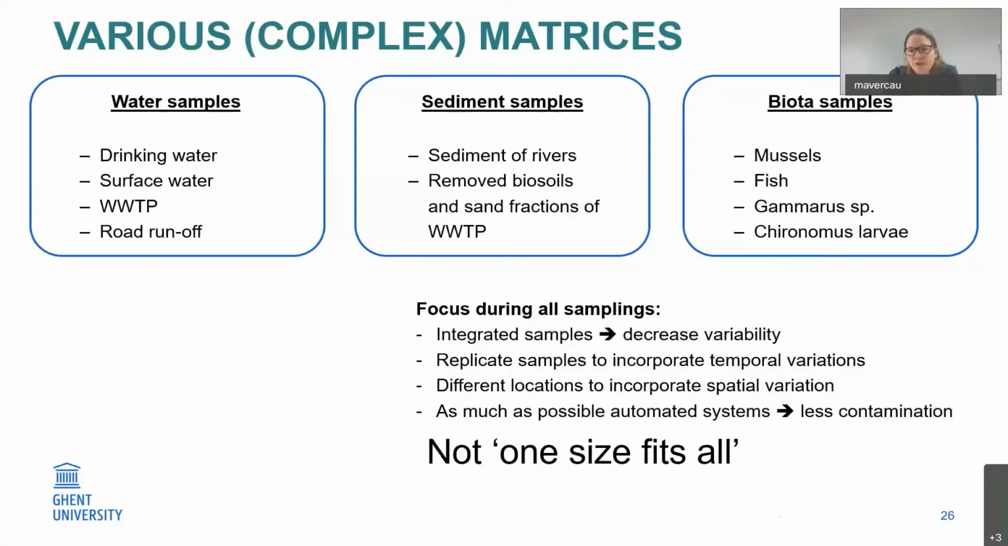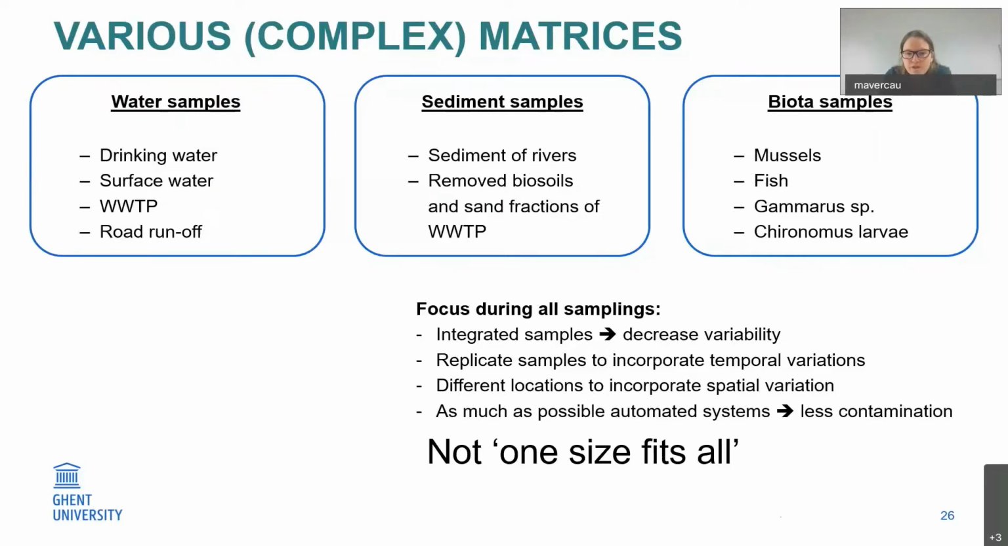So there are different degrees of complexity in those matrices, but we can divide them into water samples, sediment samples, and biota. For water samples, we have protocols for drinking water, surface water, wastewater treatment plants, and road runoff. For sediments, we have sediment of rivers, but also biosolids and sand fractions of wastewater treatment plants. And for biota, we have protocols for different kinds of species. During all those samplings, we try to focus on a few things. Those focuses are also changing over time, because every sampling we do, we learn things that can be better in the next phase.